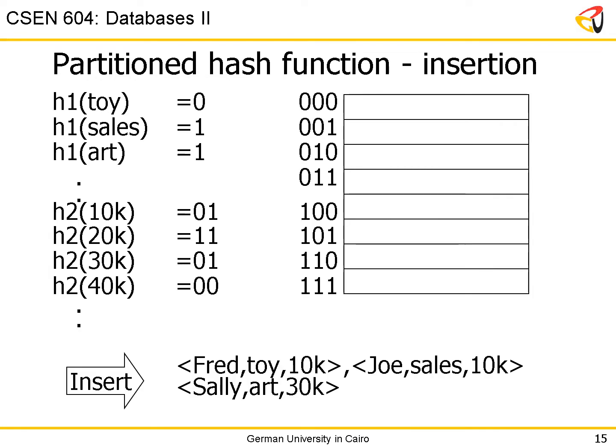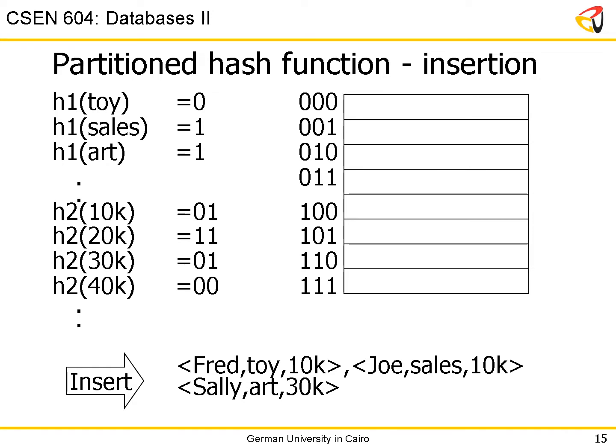Let me show an example of how this will work. So let's say I am building a partitioned hash index on 2 columns: department and salary. I retrieve all the unique values from the department, and all the unique values from salary, and I will hash each one of them. So I only have 3 departments: toy, sales, and art. I hash toy, get 0, hash sales got 1, hash art got 1.